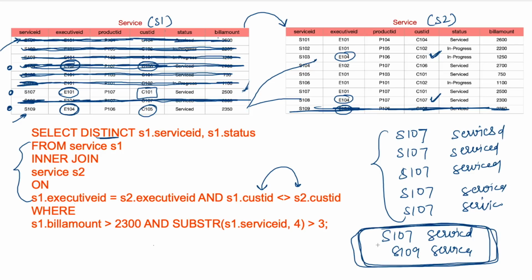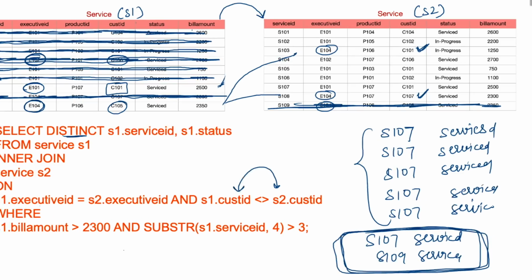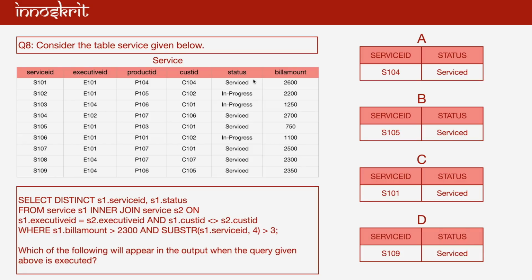Okay. Now just remember S107 and S109. So what were the documents? S107 and S109 with the status as serviced. With the status as serviced. Which of the following will appear in the output when the query given above is executed? Again what we have to do is simply select only those options which are actually part of our query. Again S109 is part of our query, right?